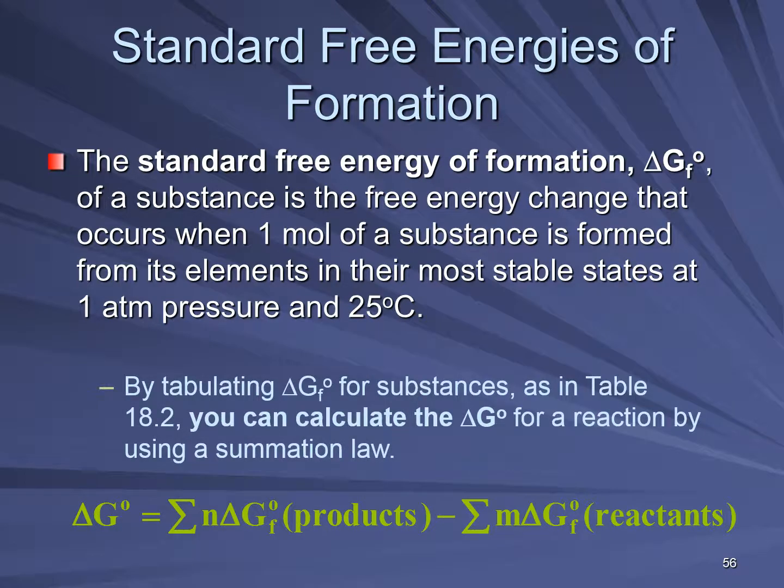And so we can do the same thing that we've done with delta H and delta S. We can look up the delta G values and sum them up. We take the products times their coefficients minus the reactants times their coefficients. And you can look up the values either in table 18.2 or at the back of your book.